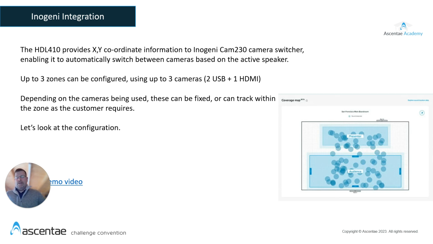So let's now look at how we do camera zoning using the Inagini Cam 230 device. Now, the Cam 230 will switch camera sources depending on its input, and that can be anything. That can be a manual input from buttons on the front. However, Nureva have integrated it via the API, so you can then switch cameras, and that is based on zonal information as opposed to anything else.